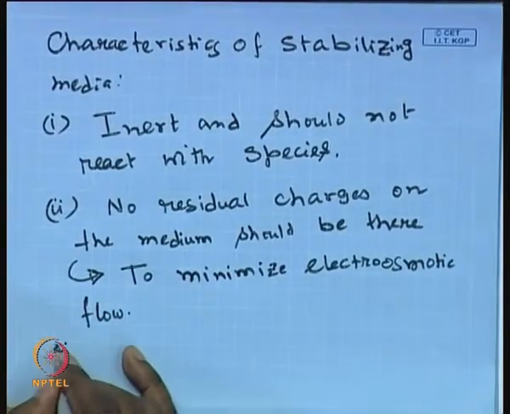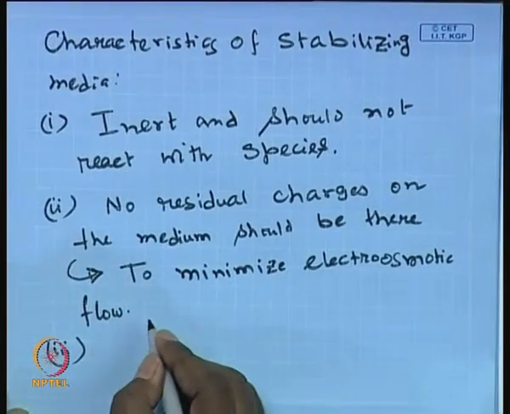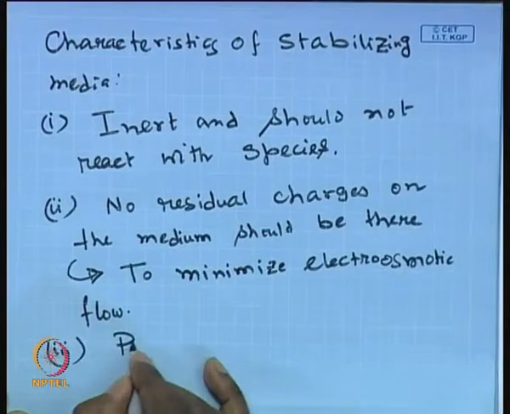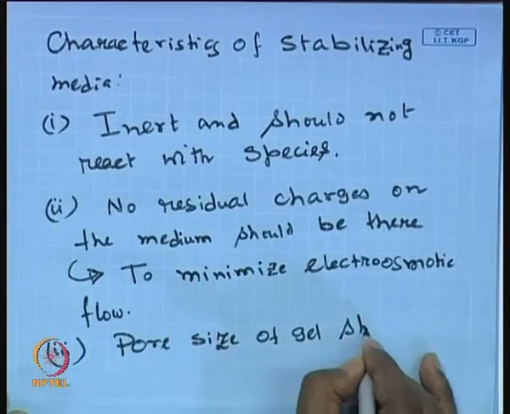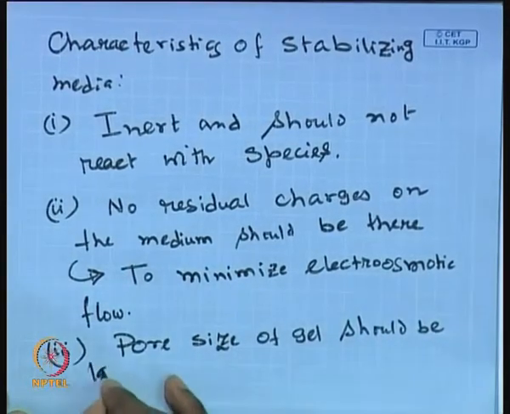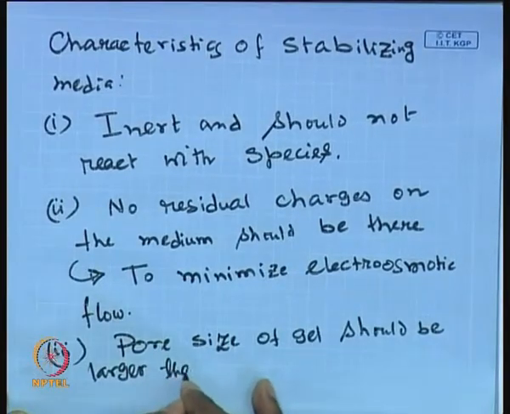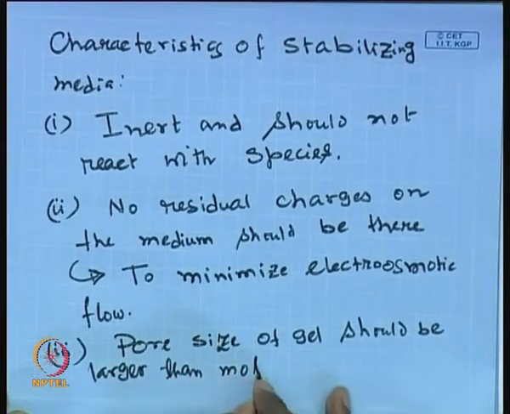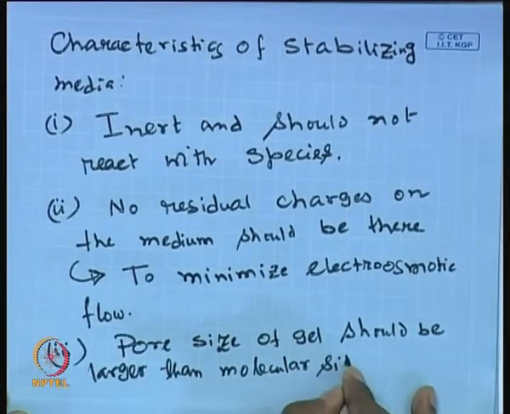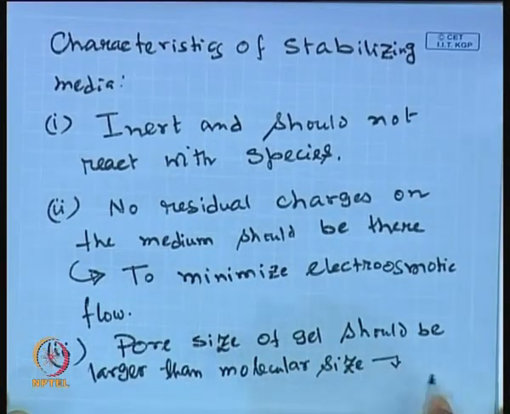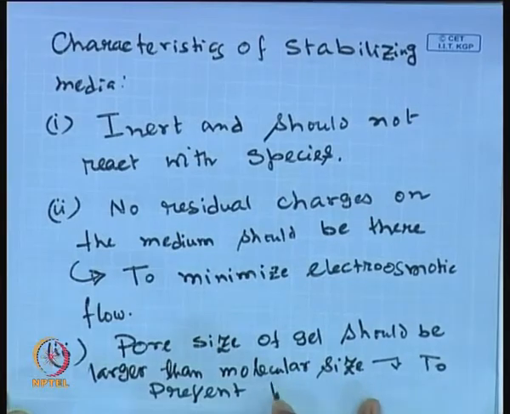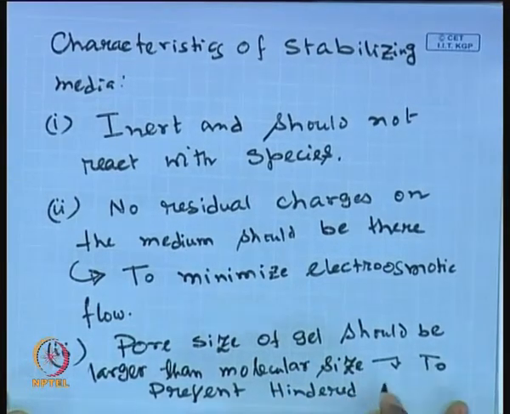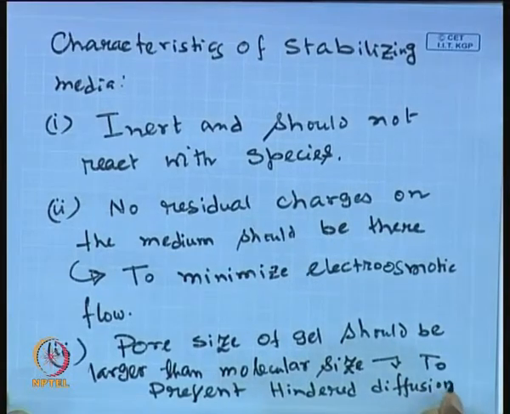Thirdly, the pore size of the gel should be larger than the molecular size of the species, so that no hindered transport occurs. Why is this required? To prevent hindered diffusion. So, diffusion should be spontaneous and it should go unhindered.